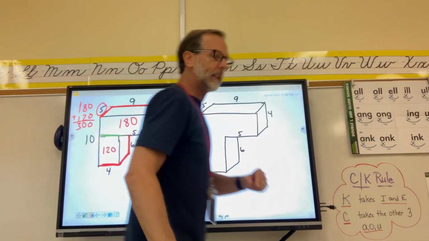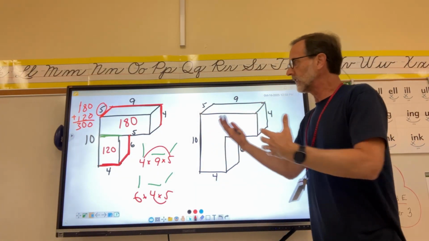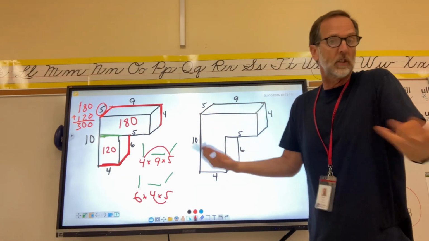Now, let's look at this one, and let's see if changing the shape, if I cut it differently, if that changes anything.